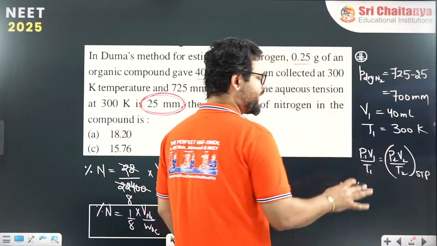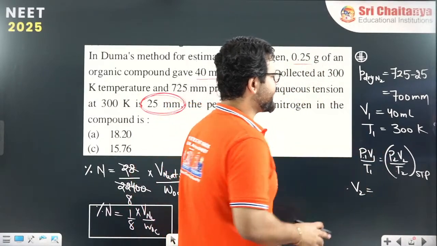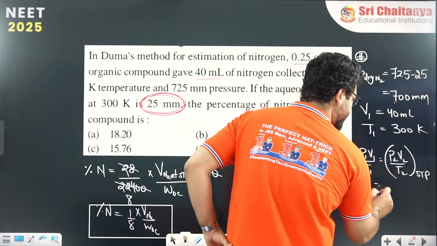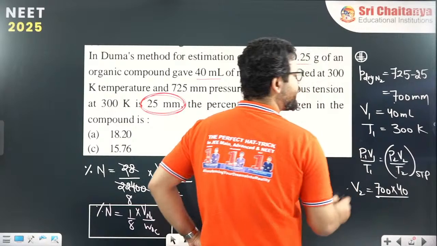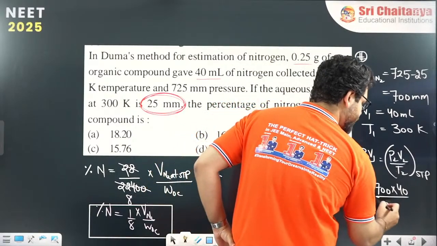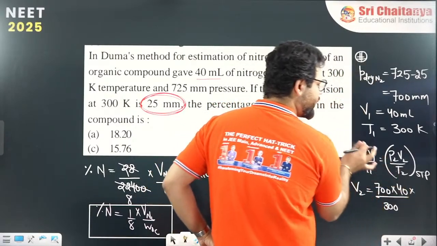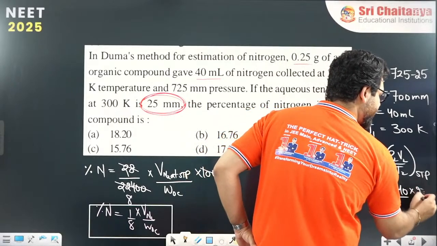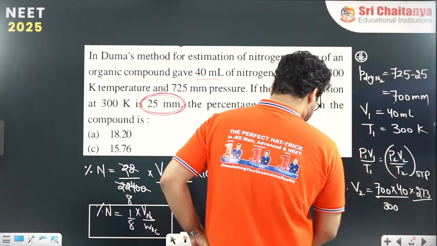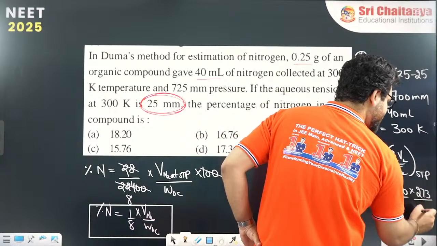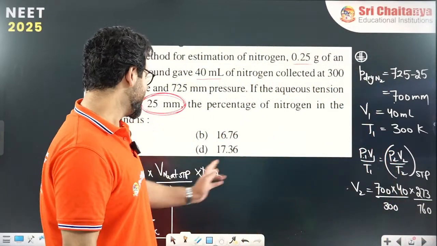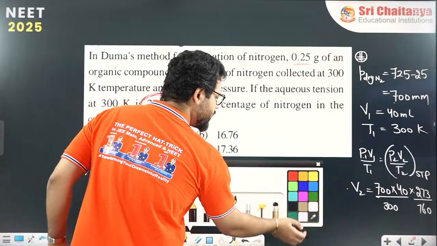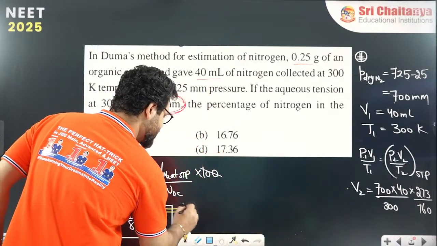Okay, I'll just put the values directly. P1 V1 by T1: P1 is 700, V1 is 40, T1 is 300. T2 will go up, 273 Kelvin STP, and P2 will come down, 760 mm. This volume needs to go in this formula.